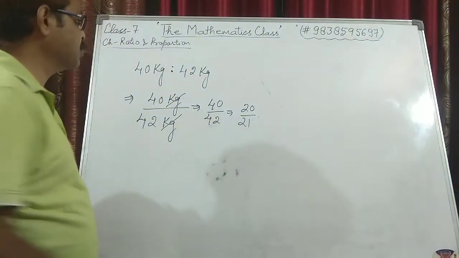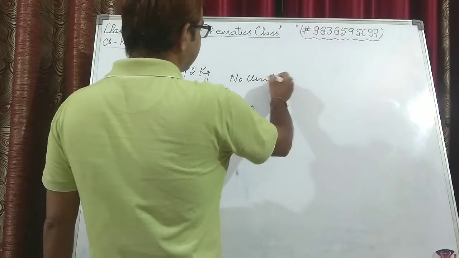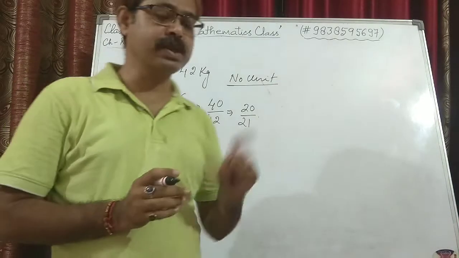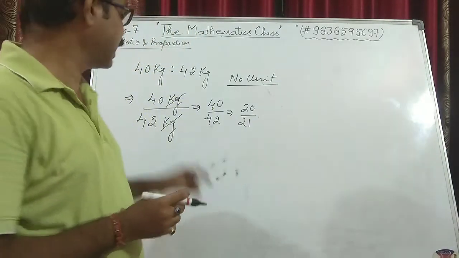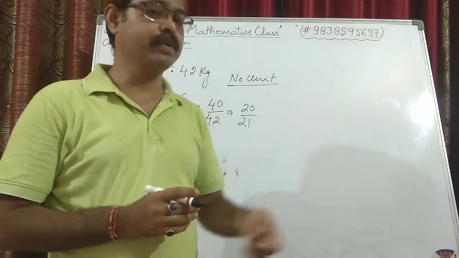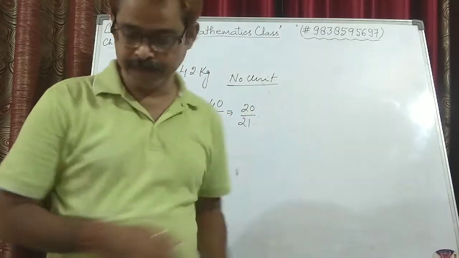It means ratio has no units. Always remember, ratio never has any units. Why? Because it is a comparison between two same quantities, and when we write it in the form of a fraction, the units always get cancelled. So ratio will never have any unit.